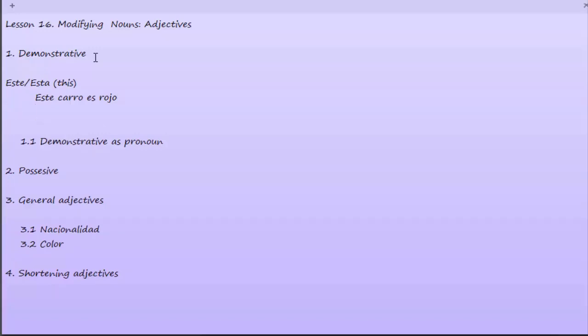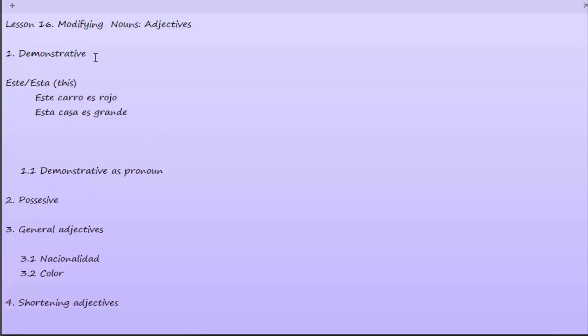We can use esta to say just the same if we have a feminine noun. For example, let's take casa, which is house. We would have to say esta casa es grande. Let's say grande, which is large. Esta casa es grande.